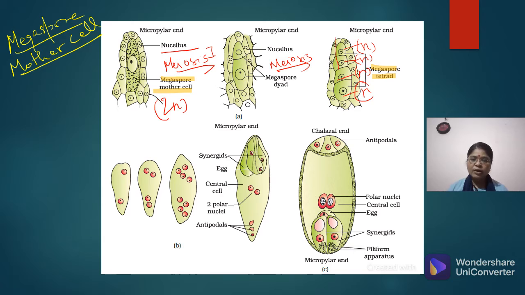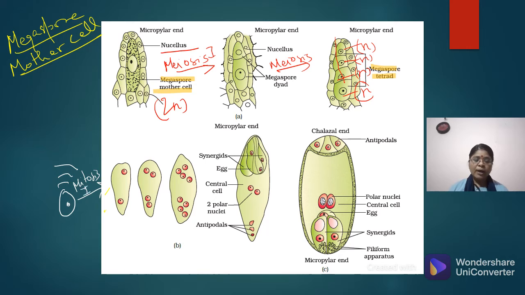Now, out of that, the 3 degenerate, and only one of them will further start to grow. So 3 will degenerate and only one will move on further. The cell will enlarge and it will go into mitosis.